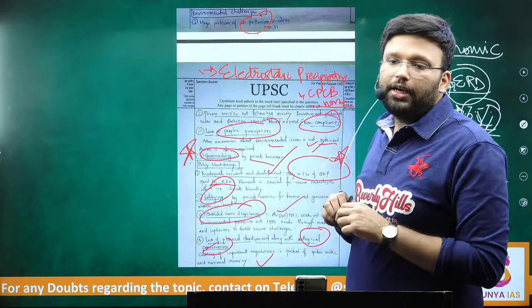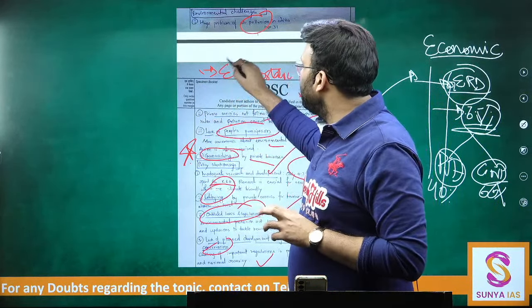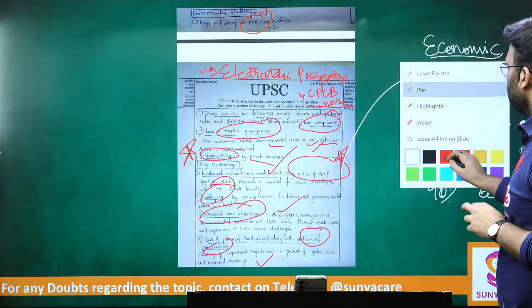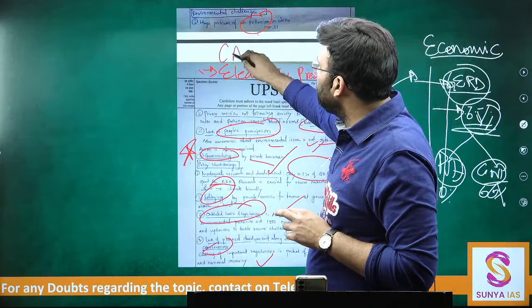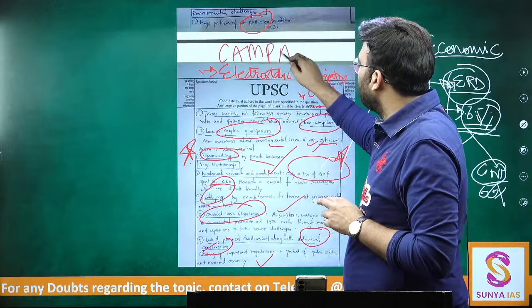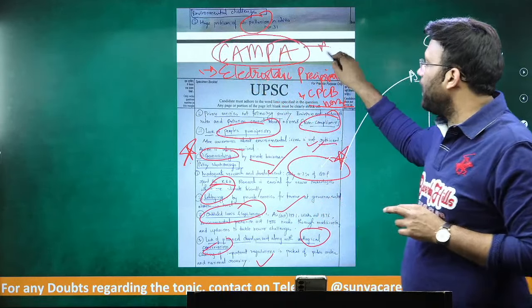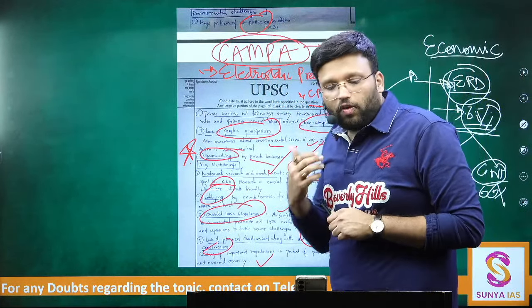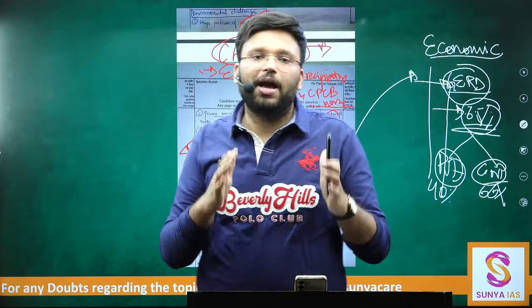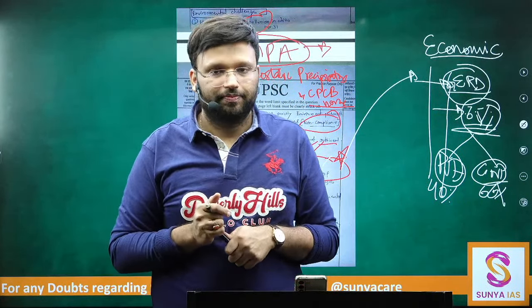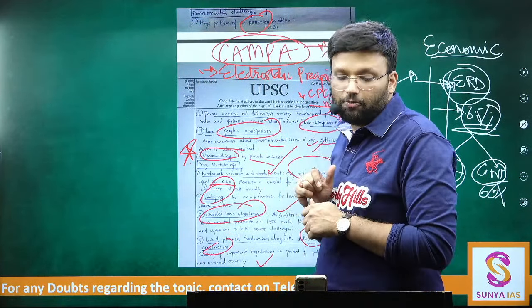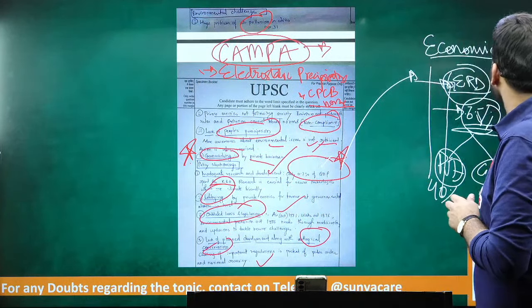That how India has come up with compensatory afforestation management performance, whatever the act is, the CAMPA act. In the way forward we can use that, how we are managing environment and economy. So we can talk about these kinds of prelims related information in our answers.